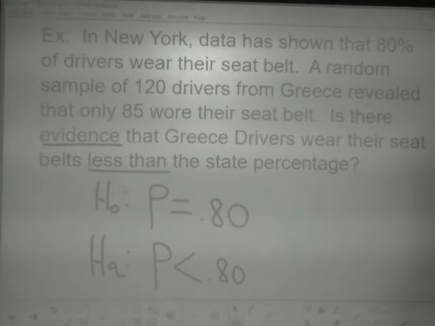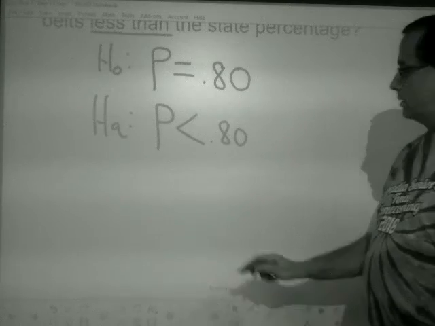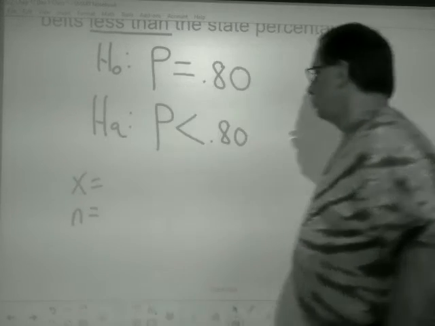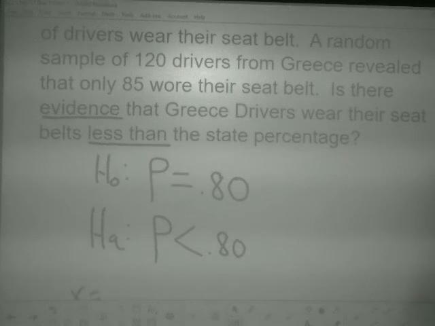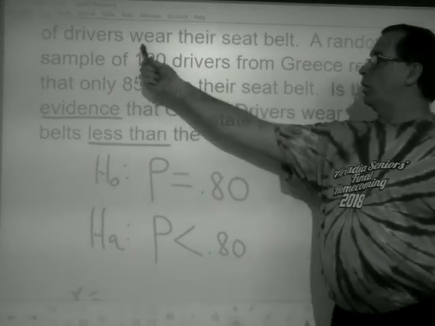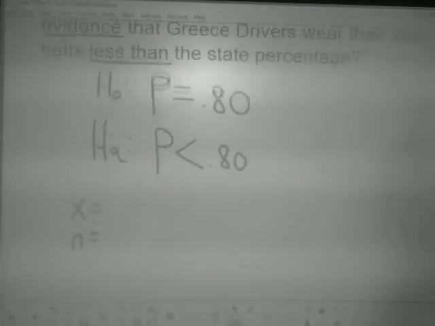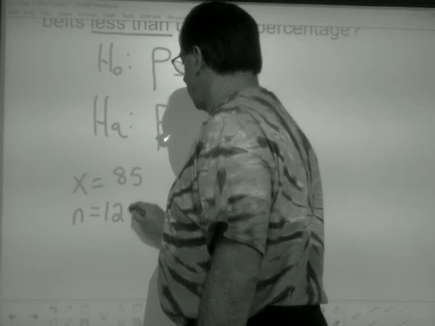Now I need to identify X and N. N we know is the total sample size, 120, and X is the part, which is 85.